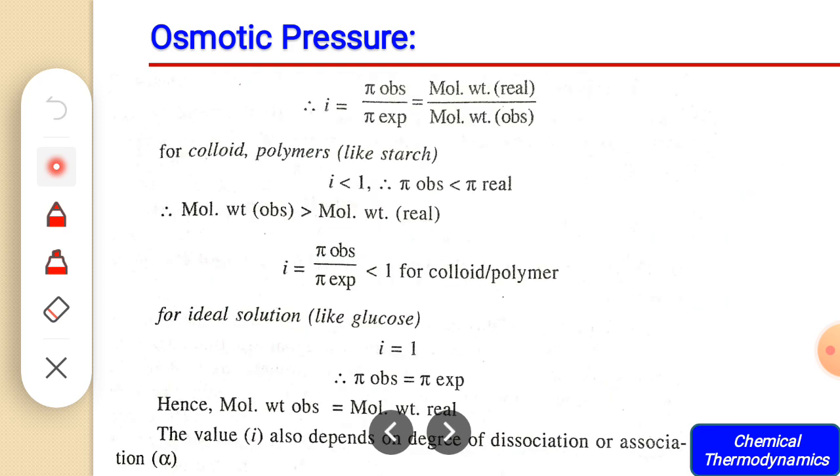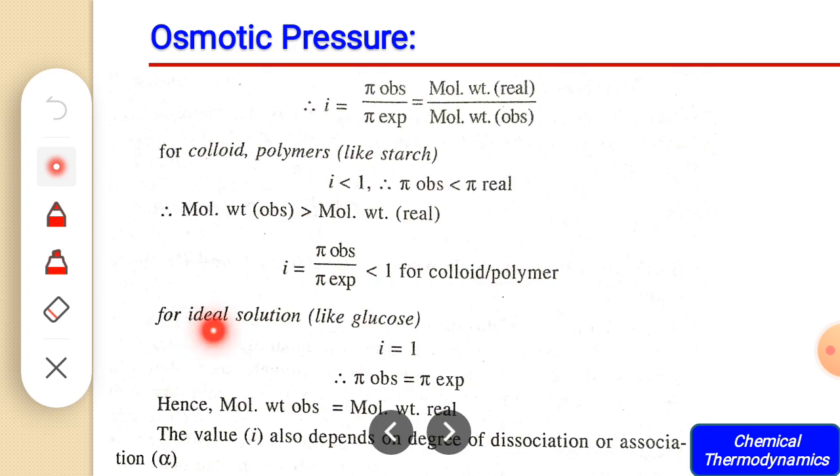Similarly, that can be applicable for the colloids also. For colloids like starch, this van't Hoff factor is less than 1. Therefore, the observed osmotic pressure is going to be smaller than the real or the actual osmotic pressure, and therefore the observed molecular weight is greater than the real molecular weight. So this is an important case.